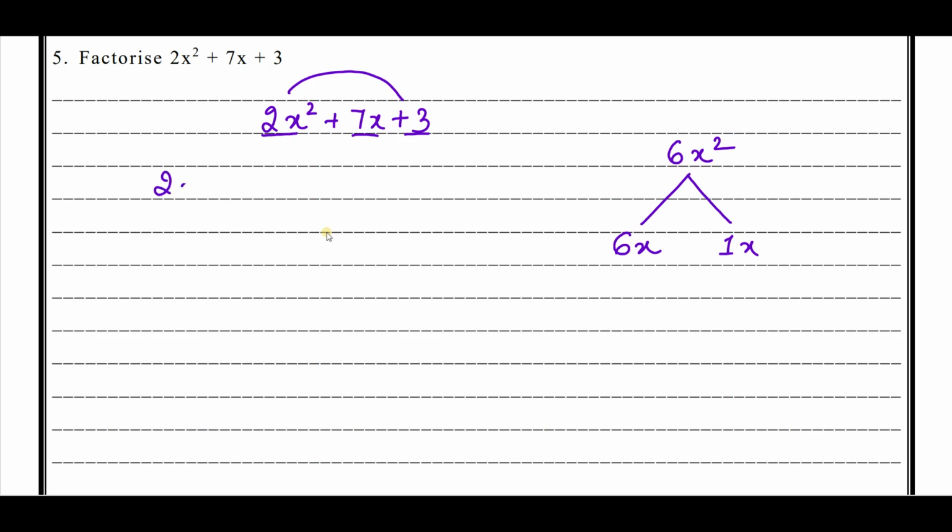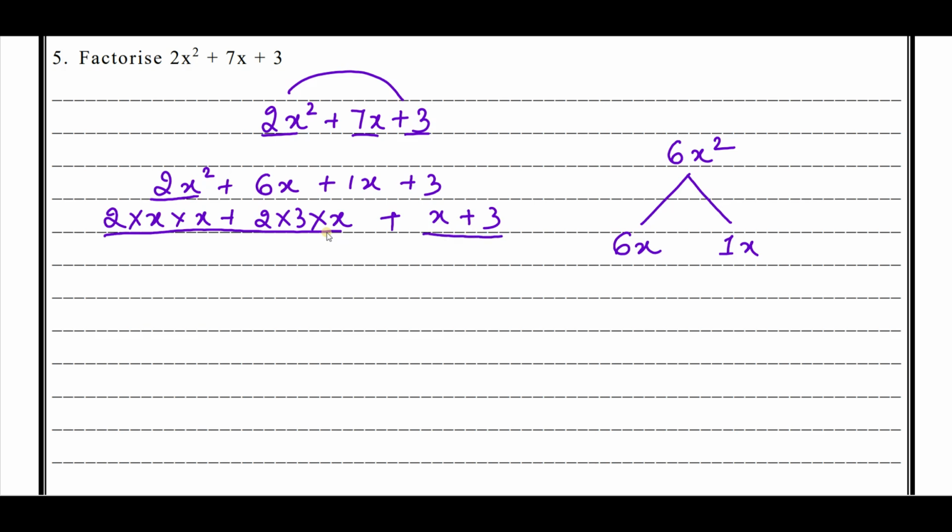Now 2x square. Split the middle term as what? 6x plus 1x plus 3. Now write 2x square as 2 into x into x. The same way 6x as 2 into 3 into x plus x plus 3. Now what is common? Group the terms. Group 2 terms and take the common factor. What is the common factor here? 2 and x.